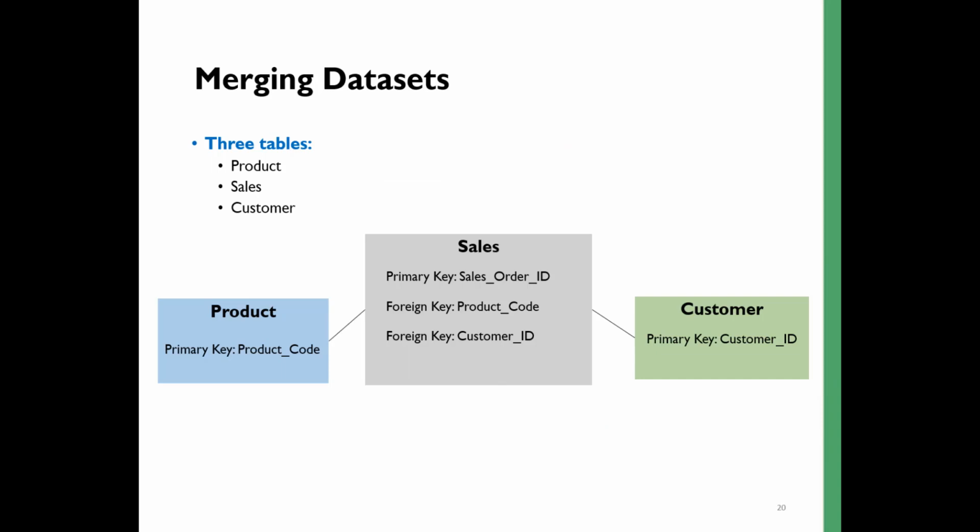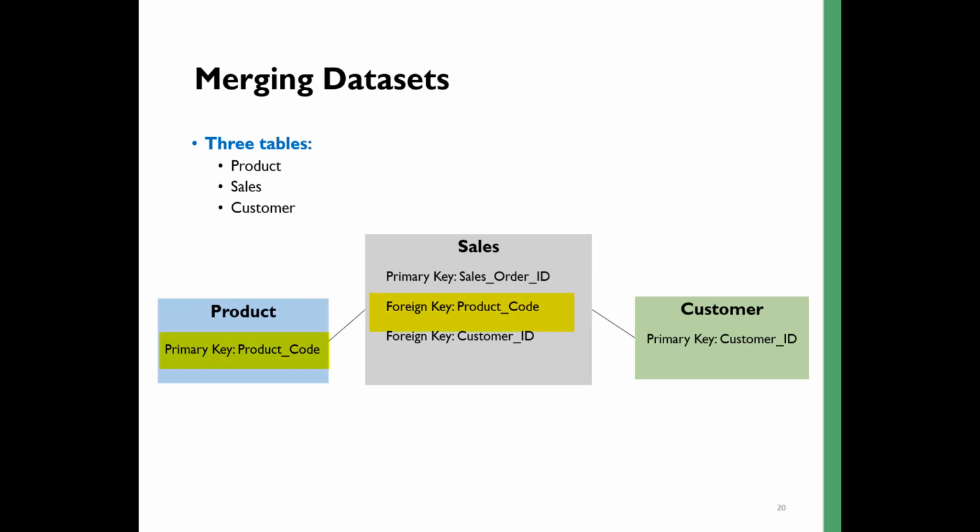So after observing the 3 tables, here is our conclusion. The product table has a primary key of product code, so each product is uniquely identified by its product code. We've also got the sales table, which is the main table, and its primary key is sales order ID, which is the first column in there. We also have 2 foreign keys that are inserted into the sales table, which are product code and customer ID. Finally, for the customer table, the primary key would be customer ID.